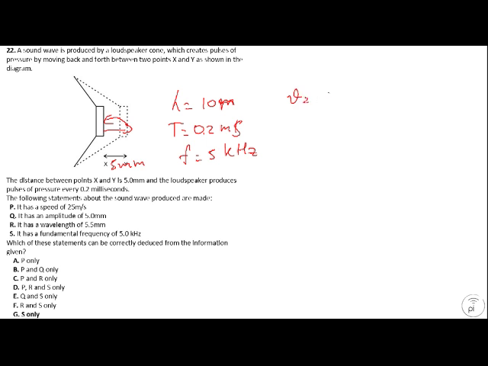Отсюда velocity будет, мы знаем, lambda nu, и frequency это будет 5 килогерц, миллиметров здесь. 5 килогерц умножено на 10 миллиметров, это будет 50 метров в секунду. Значит, P, it has a speed of 25 meters per second, неправильно. It has an amplitude, неправильно, 5 миллиметров. Не знаем амплитуды. It has a wavelength 5.5, тоже неправильно, у нас 10 миллиметров. It has a fundamental frequency 5 kHz. It's right. Answer тогда будет G. S only.